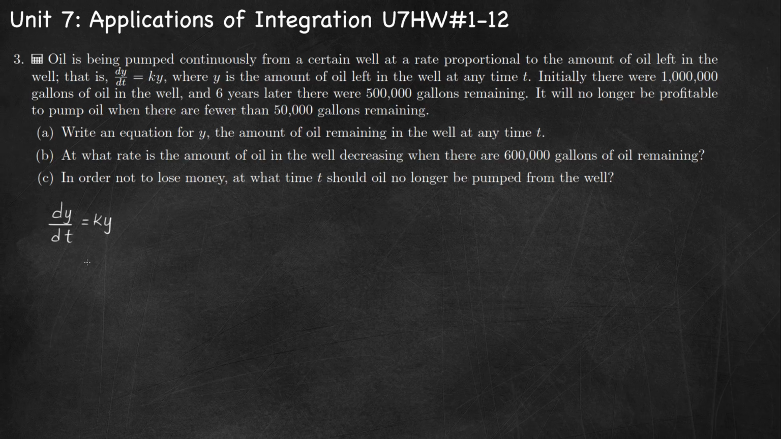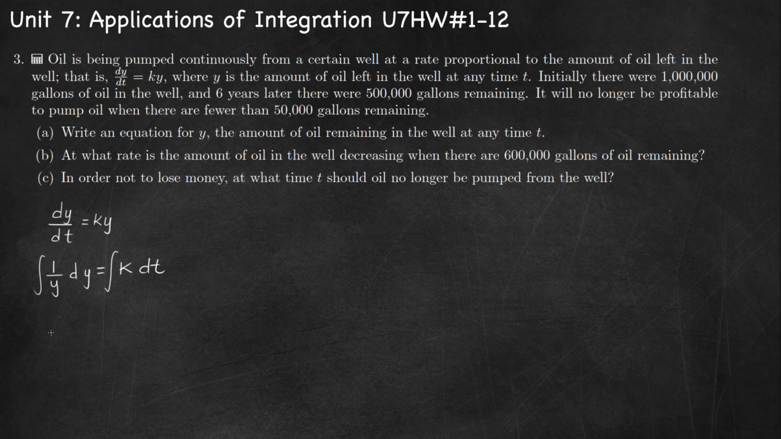We're going to separate variables, get all the y's and dy's on the left, and all the t's and dt's on the right. So let's multiply both sides by dt, and then divide both sides by y. That gives 1 over y dy equals k times dt. K is a constant, not a variable. So I have separated my variables. I've got the y stuff on the left, the t stuff on the right. Now I'm going to integrate both sides.